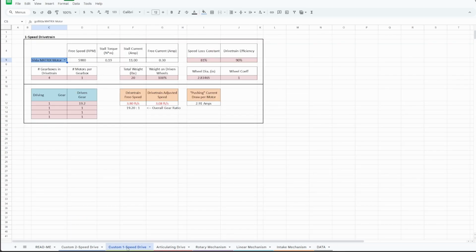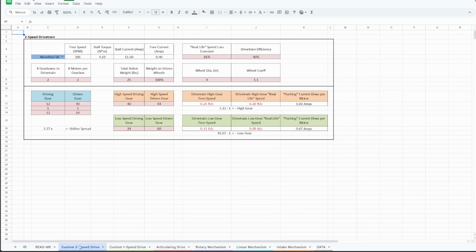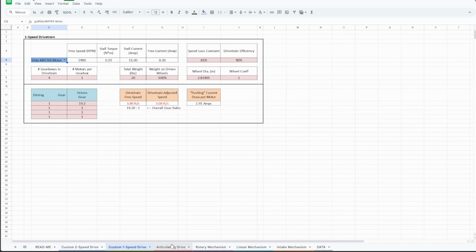To start off, let's quickly go over some of the tabs. We have our custom 2-speed drive tab. That is for drivetrains that have shifters. Don't worry about that. That's an FRC thing. We're not really using shifters, unless we are, but chances are we're not. We have our custom 1-speed drivetrain. This is the important one. This is the one that you'll be using to figure out how fast your robot needs to go and the types of motors you're using on your drivetrain.